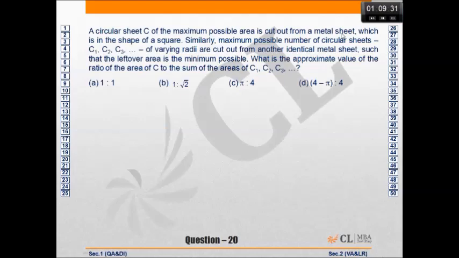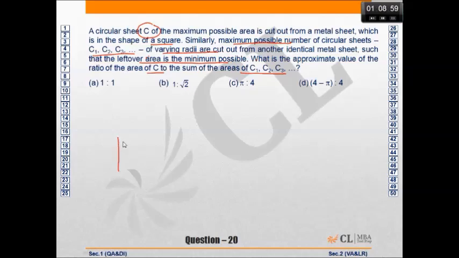A circular sheet of maximum possible area, mensuration. Let's just look at the question. A circular sheet of maximum possible area C is cut out from a metal sheet in the shape of a square. Similarly, the maximum possible number of circular sheets C1, C2, C3 of varying radii are cut from another identical metal sheet such that the leftover area is the minimum possible. What is the approximate value of the ratio of the area of C to the sum of the areas of C1, C2, C3? Area of C is the circle of maximum possible area.